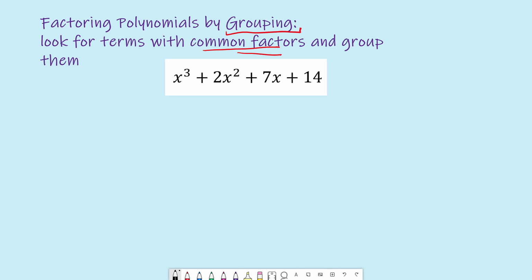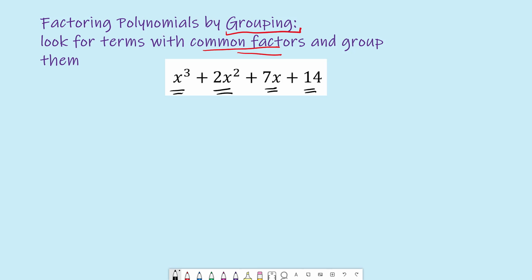So let's look at this polynomial. We have 4 terms. We start with the third power here, x cubed plus 2x squared plus 7x plus 14. So our polynomial has 4 terms, starting with x cubed, going all the way down to a constant term, 14, that does not depend on the variable.